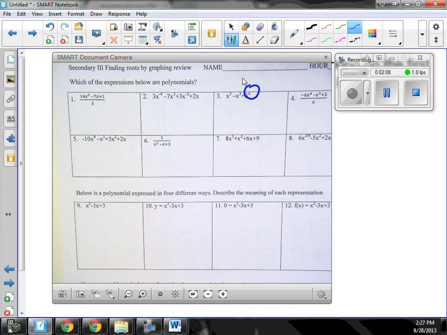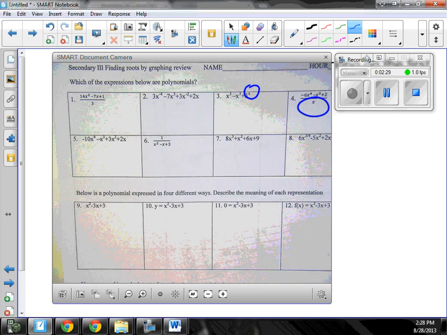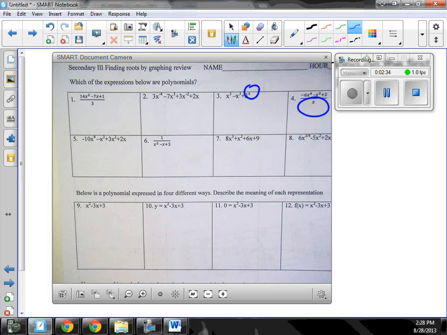What else? 4 is not. Why is 4 not a polynomial? Variable in the denominator. Is it okay to have a number in the denominator? Yes. In fact, we can ignore all of the numbers in there. If we just look at the variables, that will determine whether or not it's a polynomial. So number 1 is. Okay. What else?